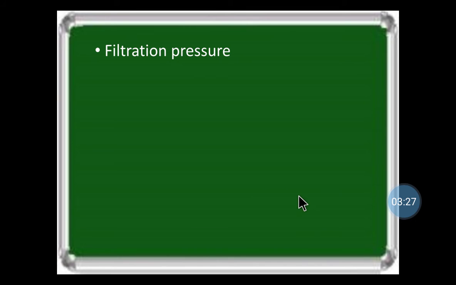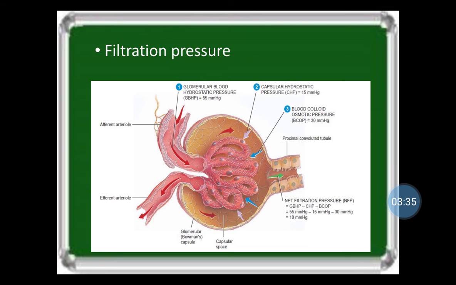Then the filtration pressure. Filtration pressure is required for glomerular filtration. There are three pressures. First is the glomerular blood hydrostatic pressure, where hydro means the water present in this blood exerts pressure in these capillaries. Second is the capsular hydrostatic pressure, meaning the fluid present in the capsular space exerts pressure on the filtration membrane, which opposes the filtration.